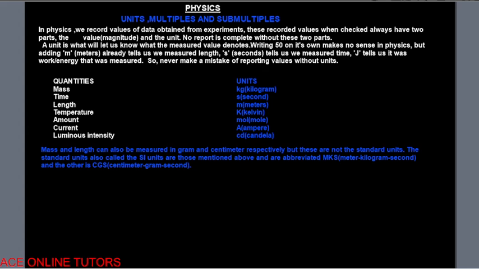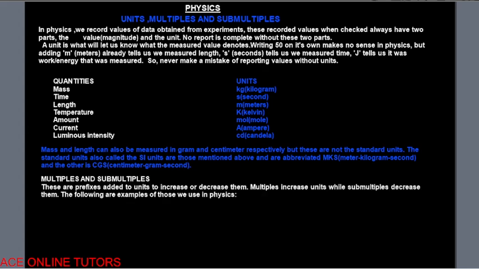So that is it. Now, what else do we need to know? We need to know about multiples and submultiples. They are telling us here that the multiples and submultiples are prefixes added to units to increase or decrease them. So these prefixes, we add them to units. What do we mean by prefix? Something that comes before another thing.